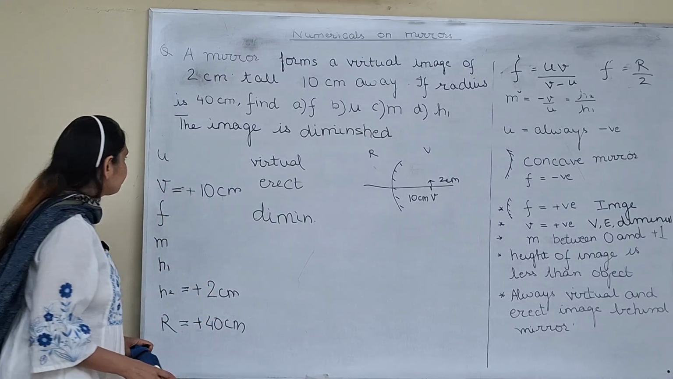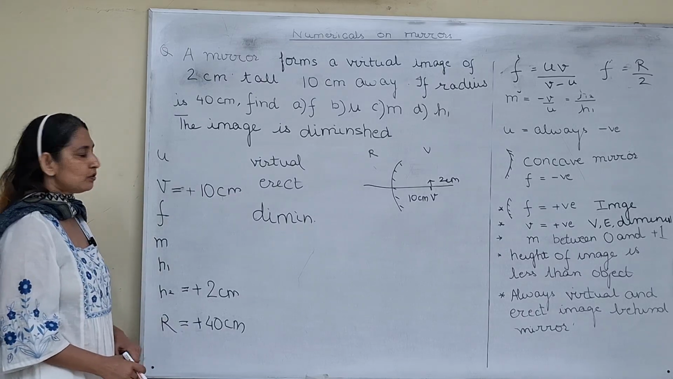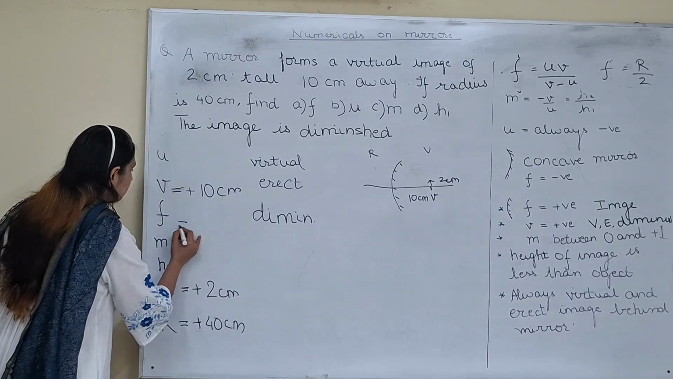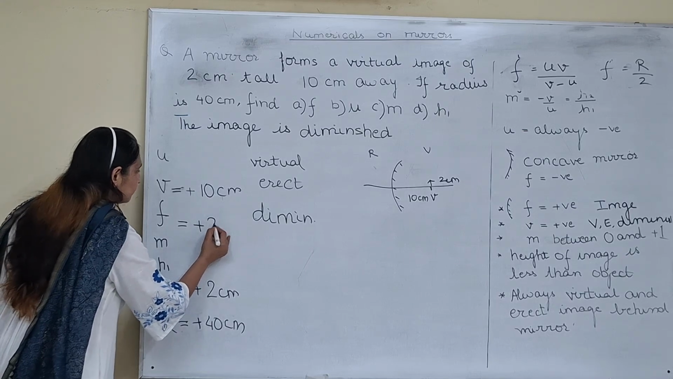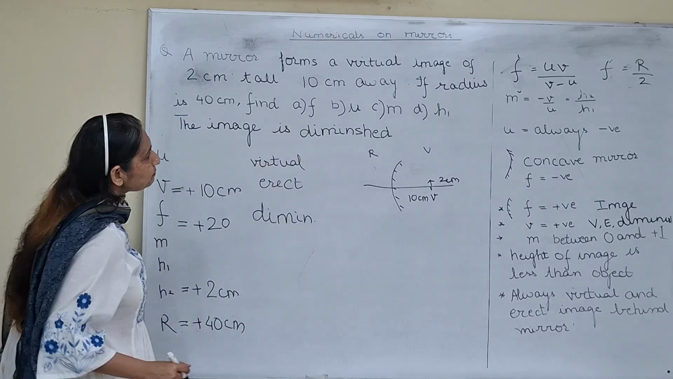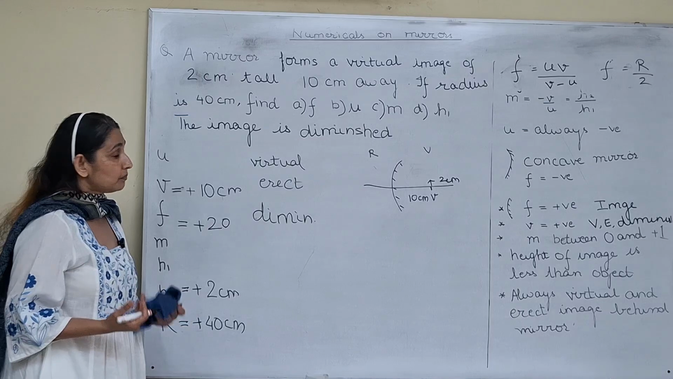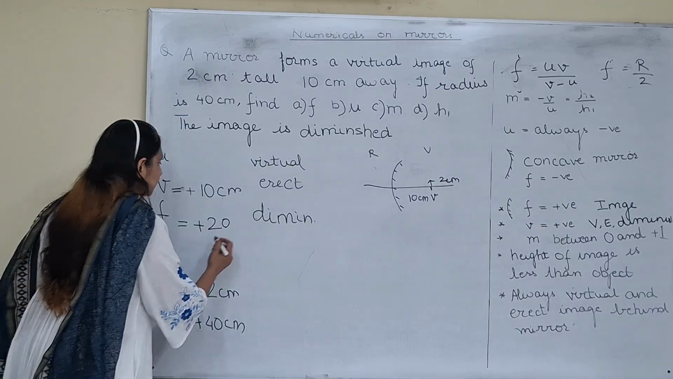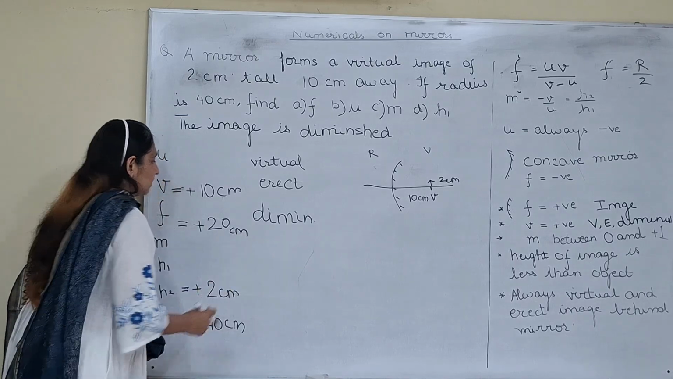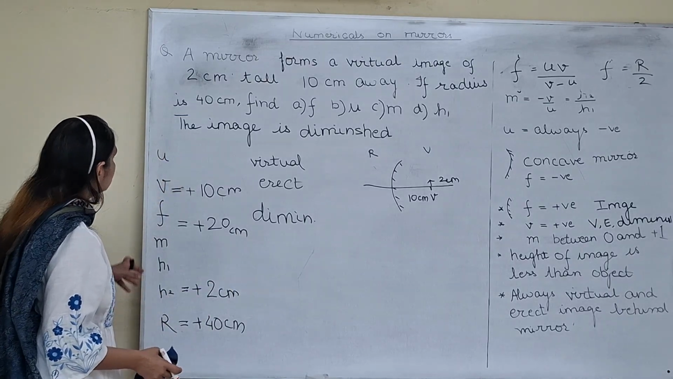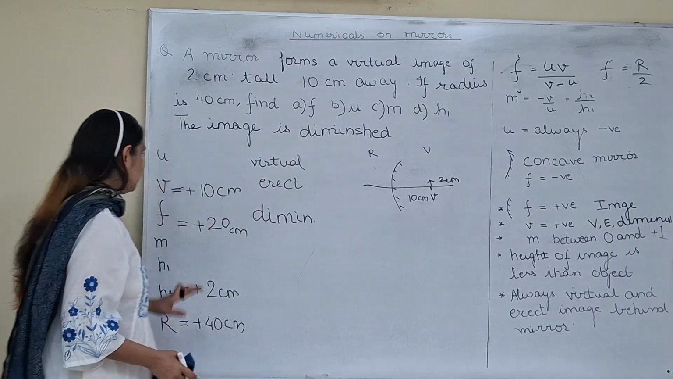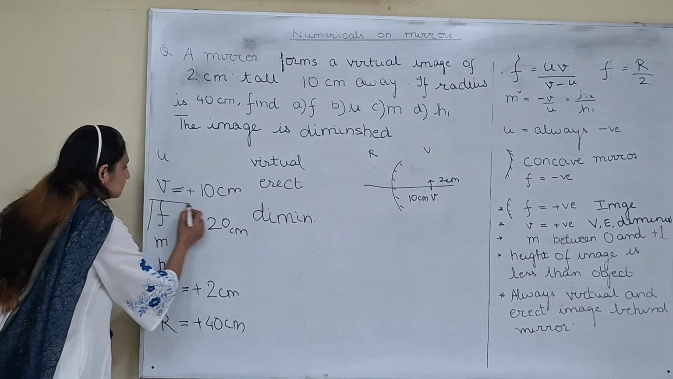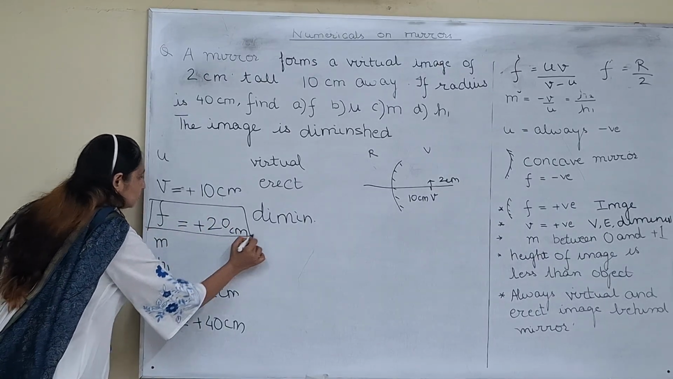We are sure. The moment we have radius of curvature, focal length becomes +20 because of that formula. Focus is equal to radius upon 2. So radius upon 2, 40 upon 2, which makes it 20 centimeter. Okay, now first of all, what do you have to find? Focal length. Oh, we have found the first answer, that the focal length is 20 centimeter positive.